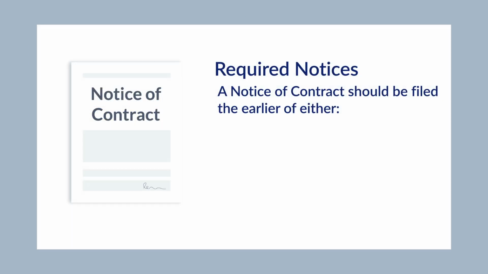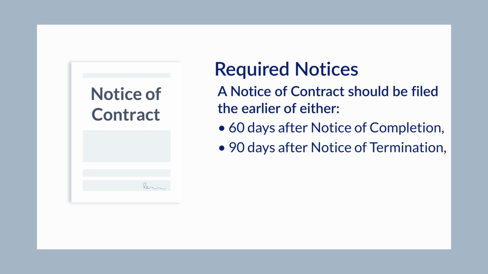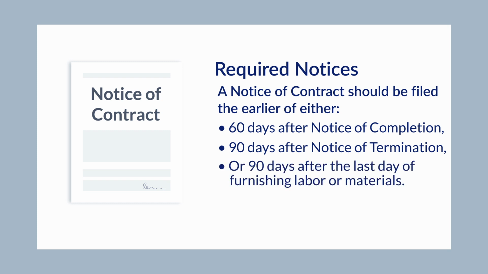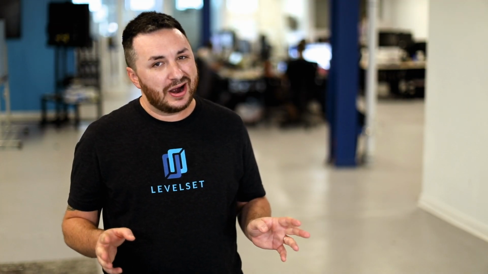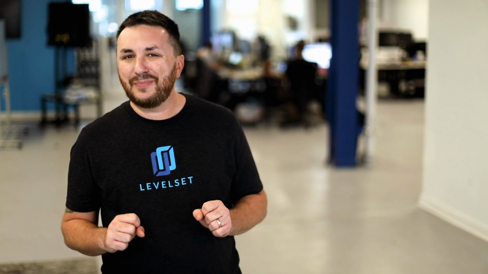The notice of contract should be filed the earlier of either 60 days after the notice of completion, 90 days after a notice of termination, or 90 days after the last day of furnishing labor and materials. In Massachusetts, the earlier the better, and although it's not required, it's a good idea to send a copy to the owner and GC after you've filed.